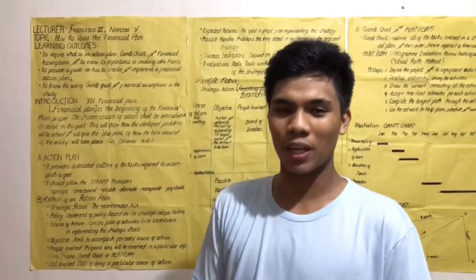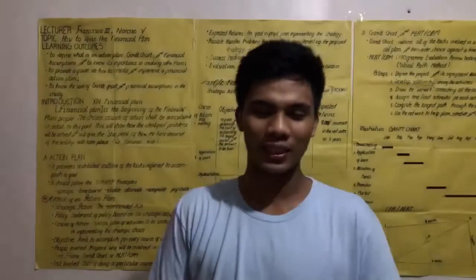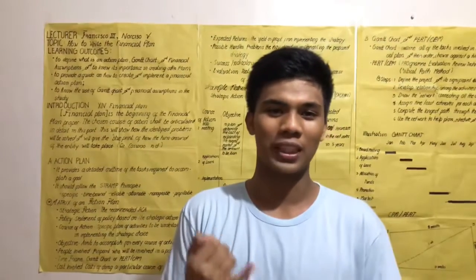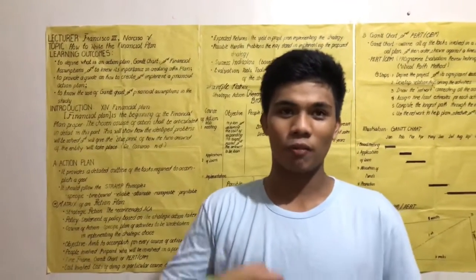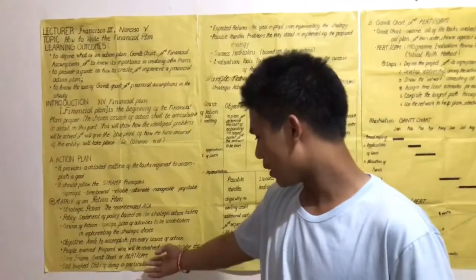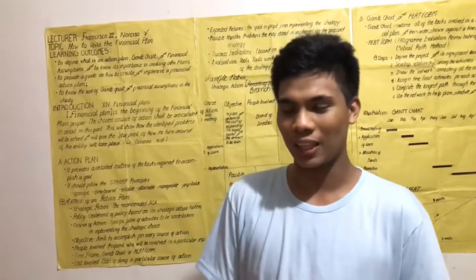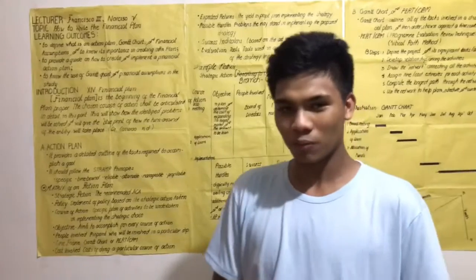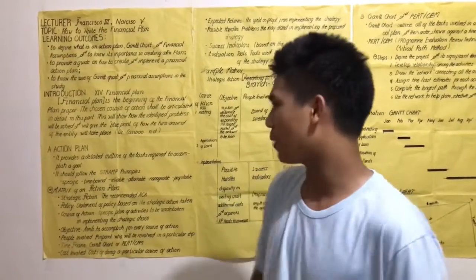At the end of this discussion, everyone should be able to define what an action plan is and its importance in writing a financial plan. Second, to be familiarized on how to create a Gantt chart, CPM chart or PERT chart, and third, to help us on how to formulate a financial assumption. So let's now begin with our discussion proper.